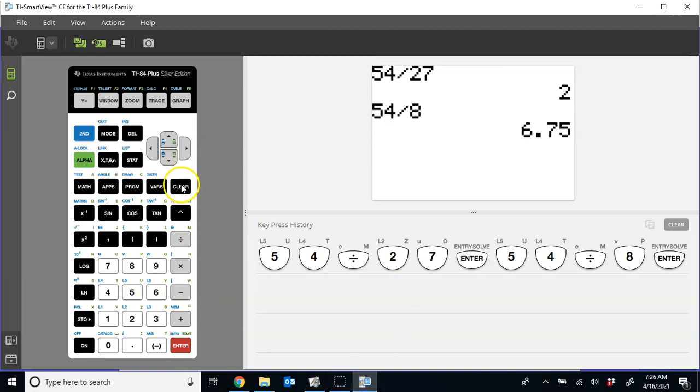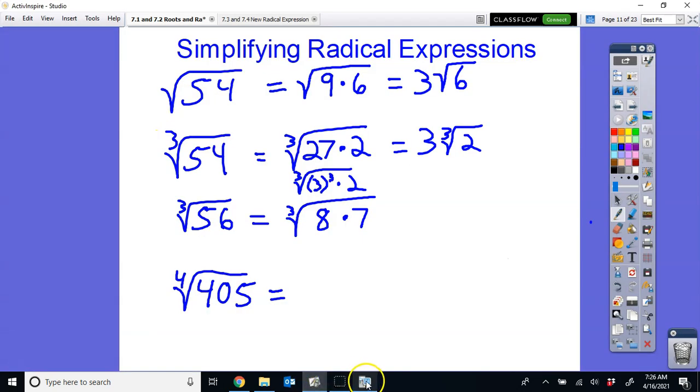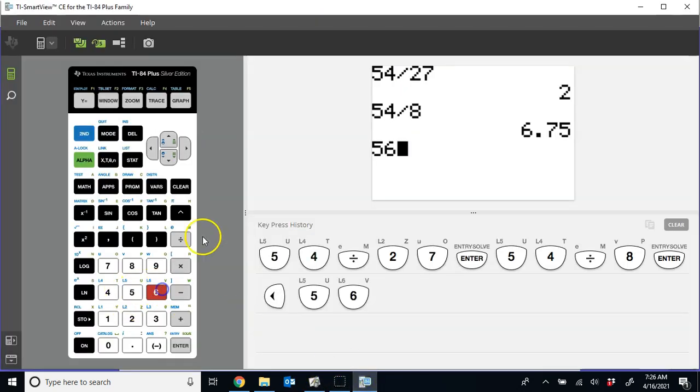Wow, 56. Why am I saying 54? I'm looking at the screen again. Dumb. Sorry. You guys know me, right? 56 divided by 8. It's early in the morning. Sorry. 56 divided by 8 is 7.